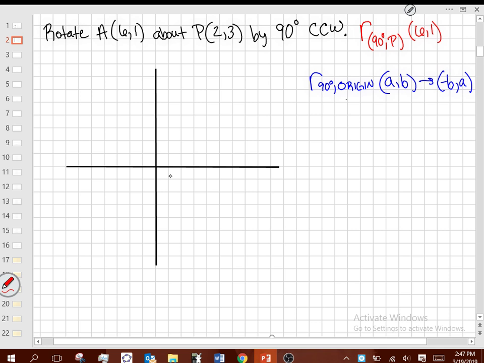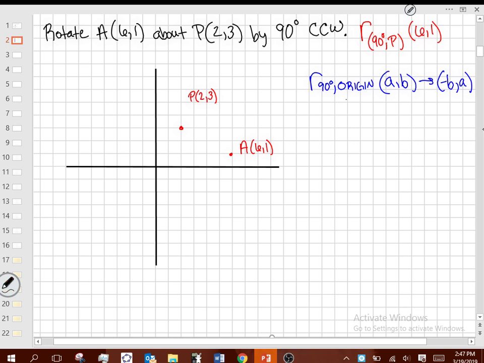So let's kind of think about this. You can plot these things. Plot (6, 1): 1, 2, 3, 4, 5, 6, 1. And (2, 3). Okay, so we're going to draw that picture, plot those things. And I'm going to do something that I don't want you to do. So after you plot that stuff, don't do anything else yet until I tell you to pick back up. Okay?